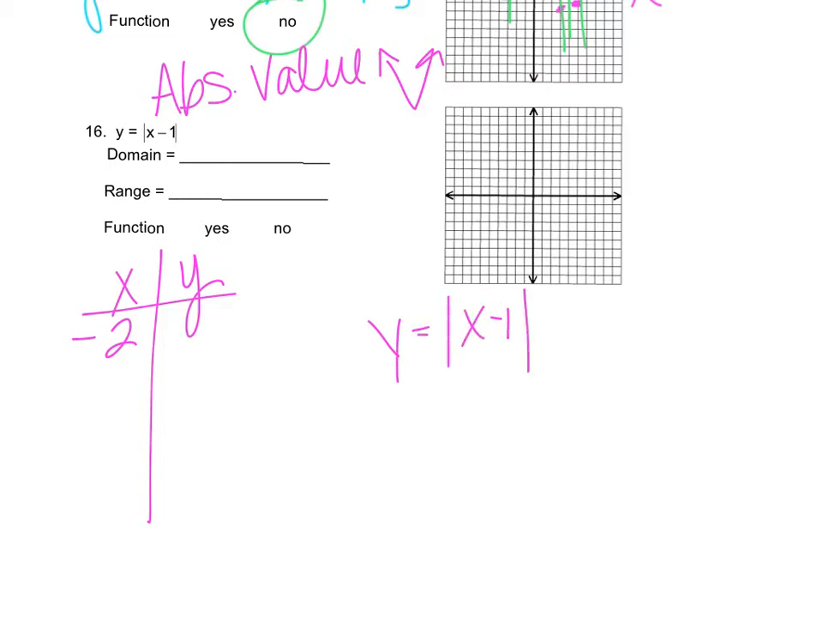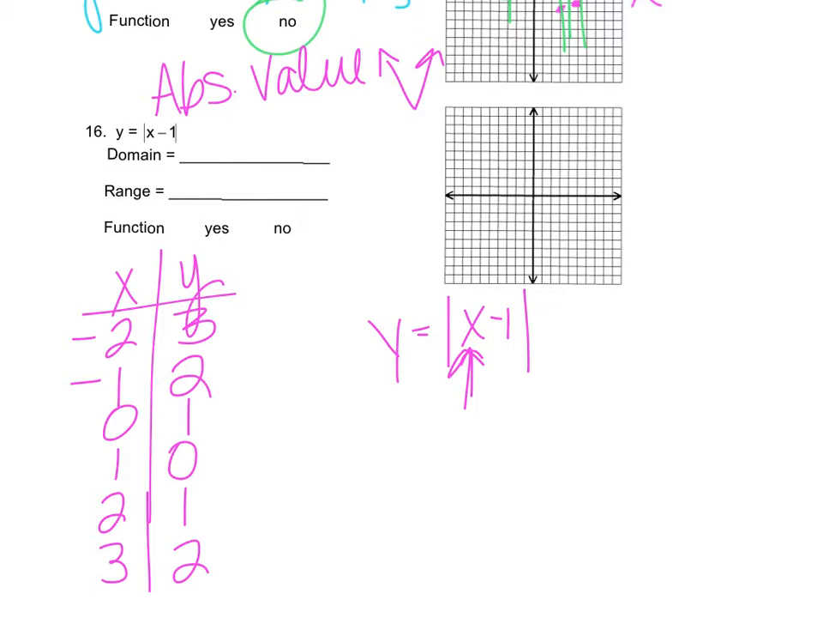So I'm going to plug it in here. -2 minus 1 is going to be a -3. But absolute value is, remember, the distance the number is from 0. So that's going to give me +3. If I plug in a -1 here, -1 minus 1 is a -2, but the absolute value of that is 2. 0, we get -1, which absolute value is 1. 1, we get 0. 2, we get 1. 3, we get 2.